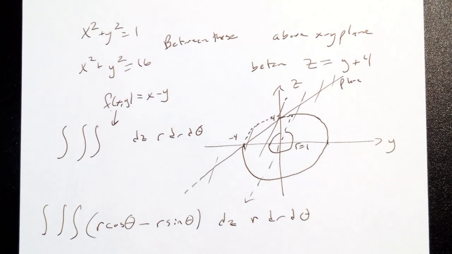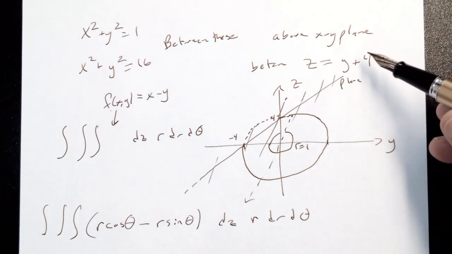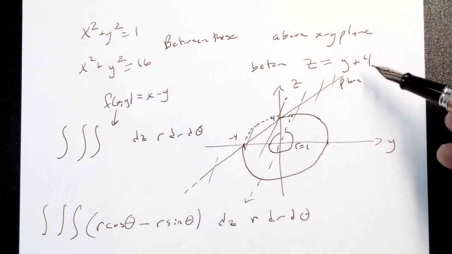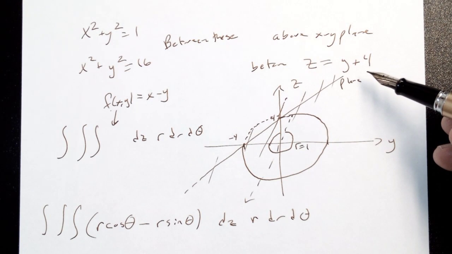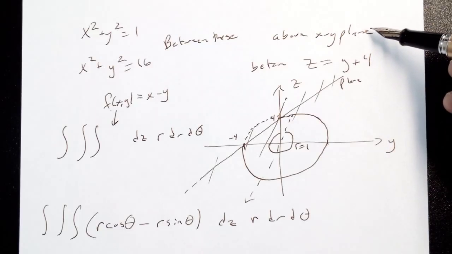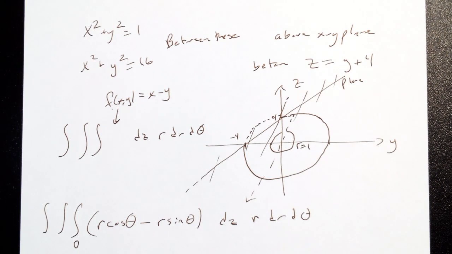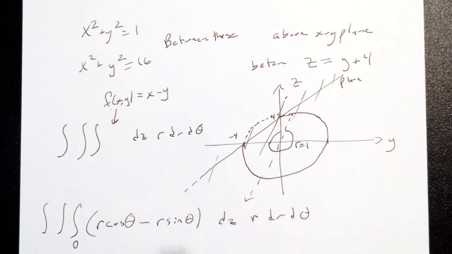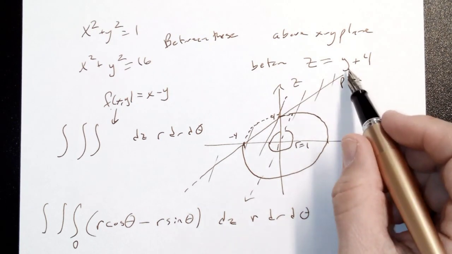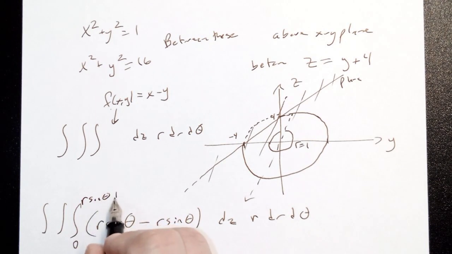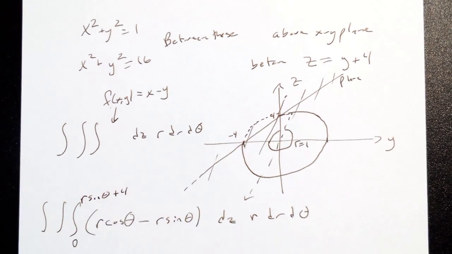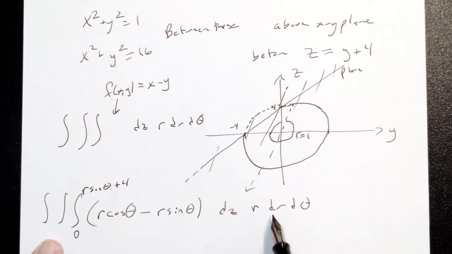Now, here's where I could be sneaky about it. The Z limits are here. What's the lower limit in Z? Bingo, because it's the XY plane at a height of 0. Now, since we've already turned all of this into r and theta, I should turn that into r and theta as well. r sine theta plus 4. Right? And then, what are my r limits? And my theta limits? Because I'm going all the way around.